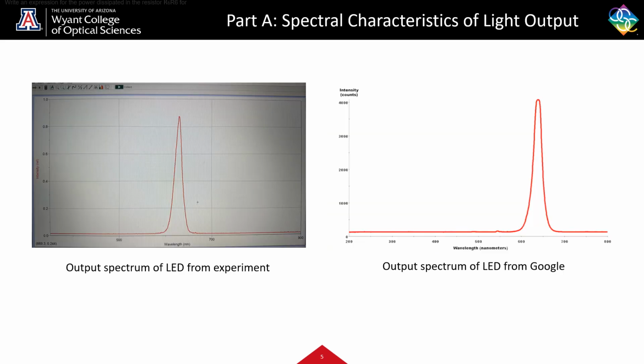These are the spectrums for LED. On the left, you can see from our experiment, and on the right is what we Googled. And we can see that the spectrum of our LED is slightly lower for the peak than the Google LED spectrum, but they're about the same.